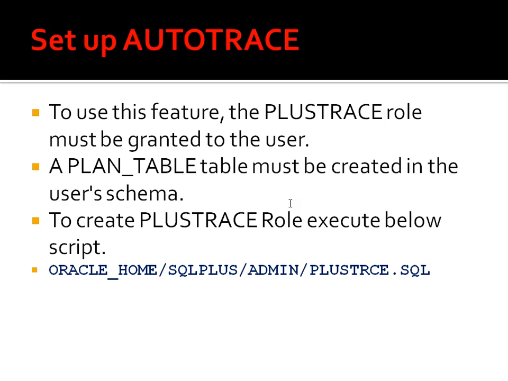To use AUTOTRACE, the +trace role must be granted to the user. Suppose using HR user, if you want to use this AUTOTRACE utility, you must have this +trace role granted. And to grant the +trace role, the user must be a DBA. That means that DBA can only grant the +trace role to some other user. And a plan table should be created in the user schema. To create +trace role, you can execute the below script +trace.sql in the Oracle Home SQL plus admin path.